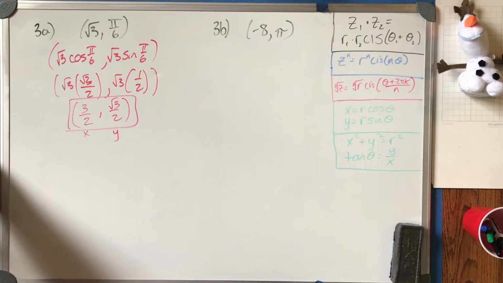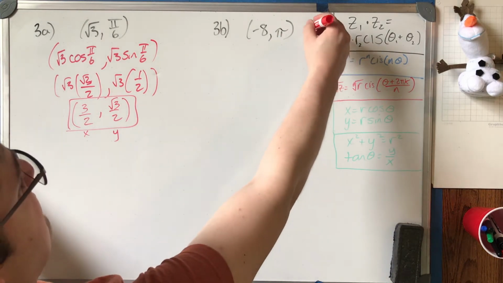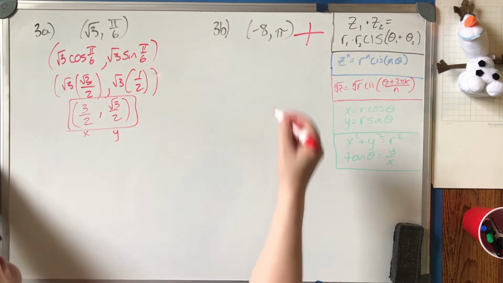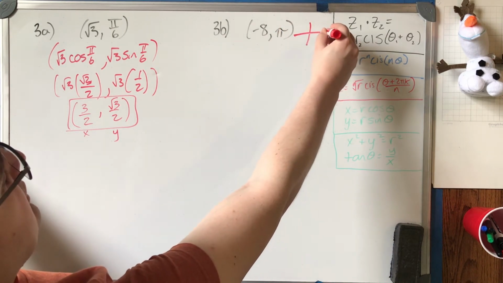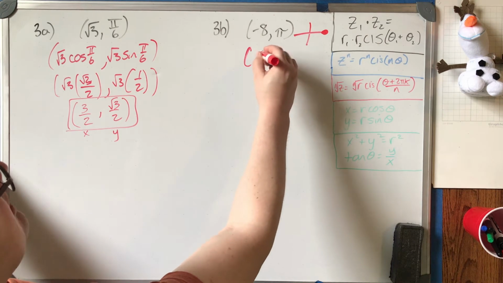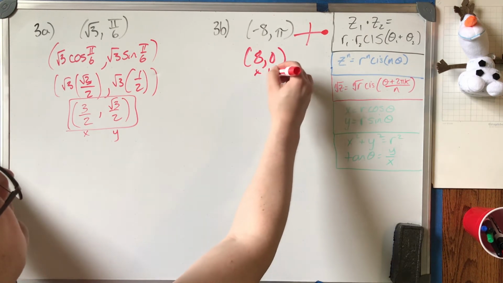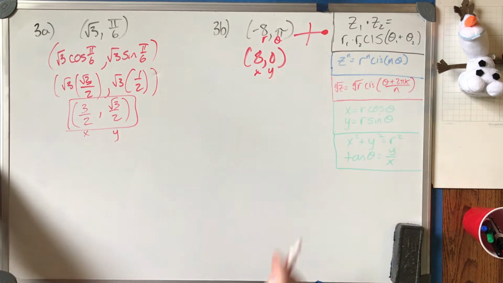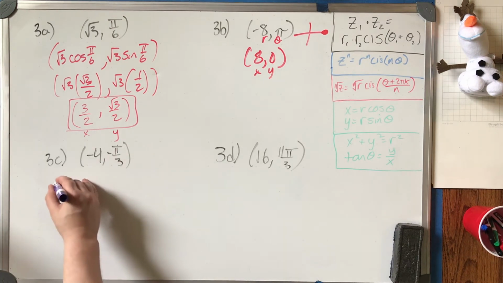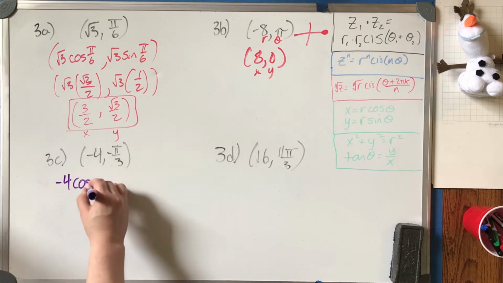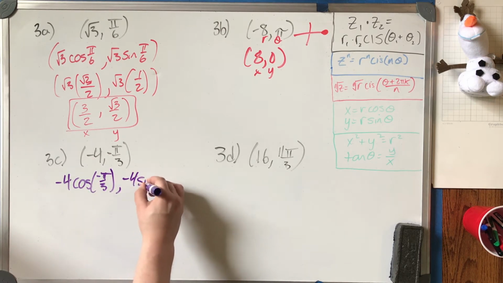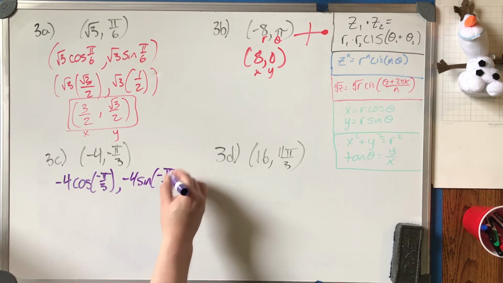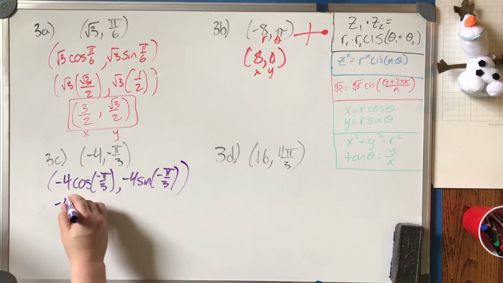When I'm over here, I actually find with the quadrantal angles, it's almost always easier to just sketch a graph of it. So if I sketch a quick graph at pi, but with a negative angle, I'm going to end up over here. So that's just going to be the point positive 8 comma 0, where these are xy. Remember that those are r's and thetas. 3c, we're just going to do the same thing. So I got negative 4 cosine of negative pi over 3, comma, negative 4 sine of negative pi over 3. So we just got to evaluate this.